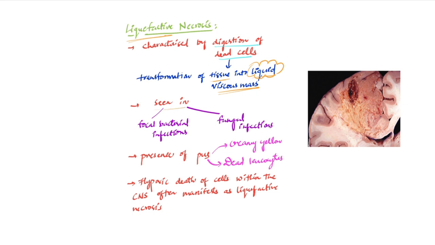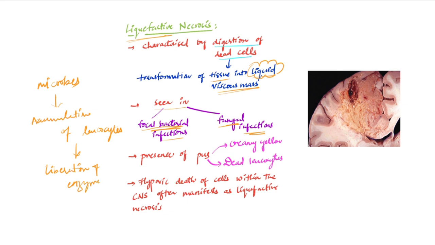So where is it seen? It is seen in focal bacterial infections and fungal infections. But why is it seen during these infections? Because the microbes which are present stimulate the accumulation of leukocytes. And what will this result in? This will result in liberation of enzymes, and that will lead to necrosis.